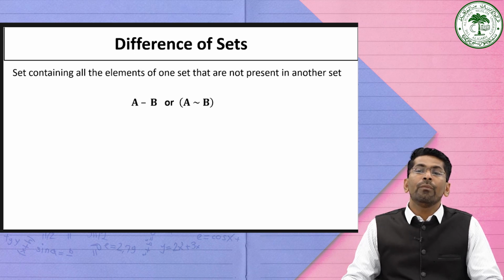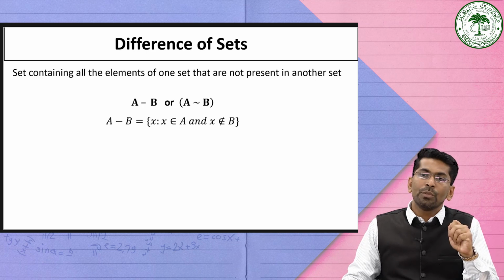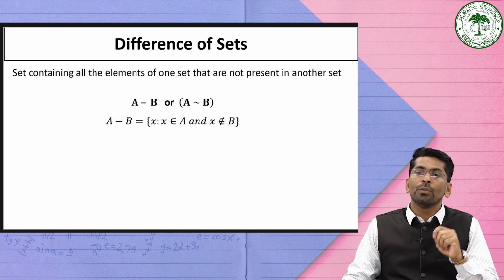So mathematically we can write A minus B is equal to the set of all elements X such that X belongs to set A and X does not belong to set B. So here A minus B is the set of all elements X such that X is an element of A but X is not an element of B. So A minus B includes all elements that belong to set A but do not belong to set B.